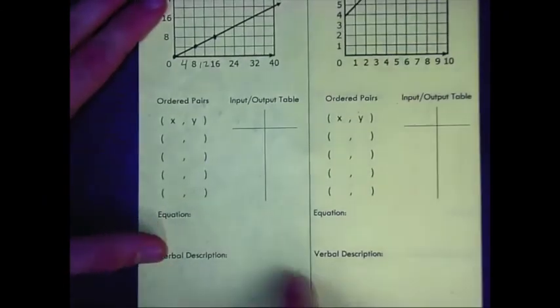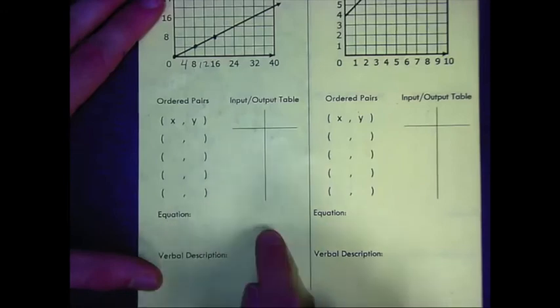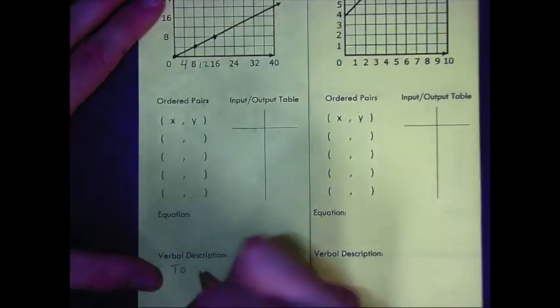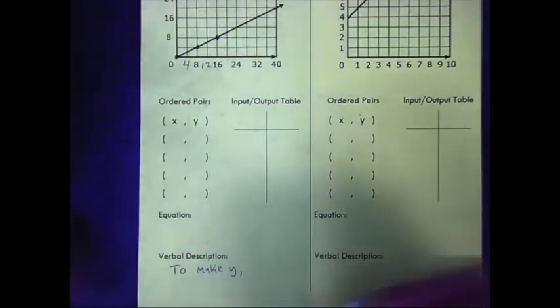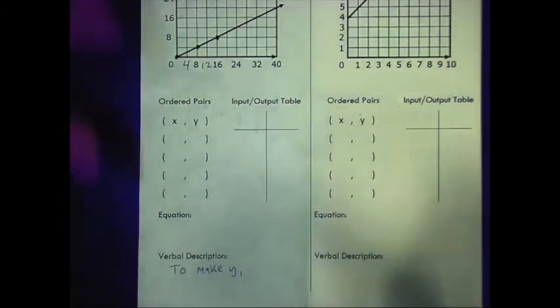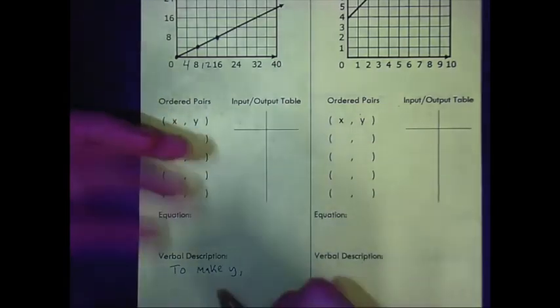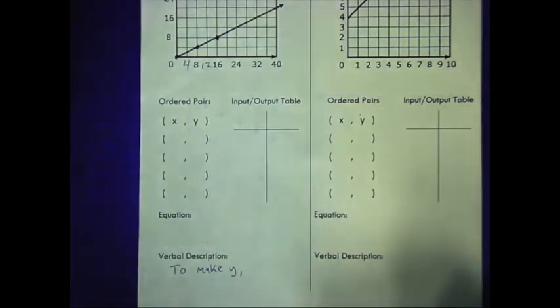Verbal description just means basically take what the equation is and put it into words. So you'd start with something like, to make y, divide x by blank, or multiply x by blank. You would just tell what you're doing to the x to make the y.